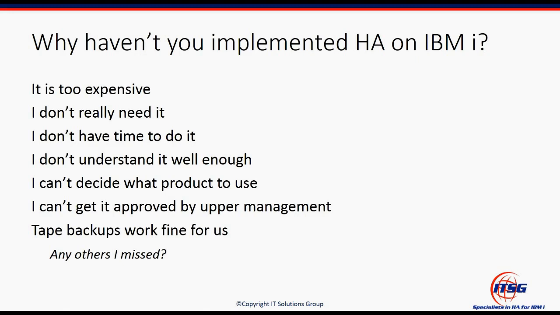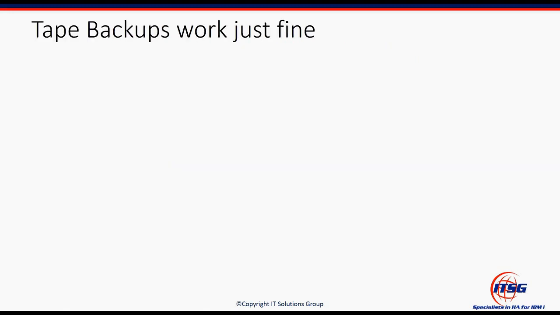As I travel around, I often ask the question, why haven't you implemented HA? And these are the typical responses I get. It's too expensive. I don't really need it. I don't have time for it. I don't understand it well enough. I can't decide on what product to use. I can't get it approved by upper management. And tape backup works just fine for us. Well, I think throughout this, you'll see that we're going to address each one of those topics here and give you ideas on how you can present to management on looking closer at high availability for your IBM i.